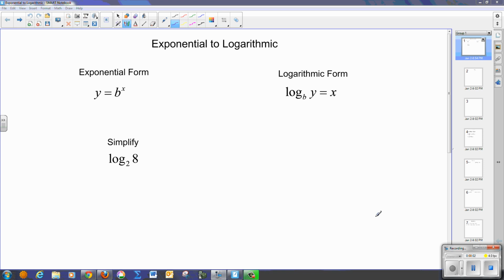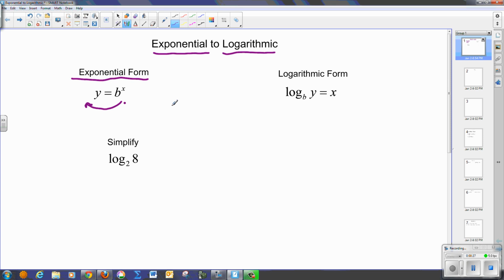Well, today we move from exponential to logarithmic form. And it's a pretty simple way to go from one form to another. Here's our exponential, where we have some y equaling some base to an x. To move from exponential to logarithmic form, these two forms will be equivalent. We basically slide the base to the other side and add a logarithm.